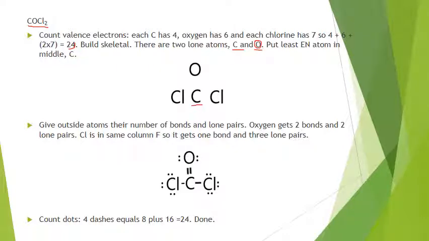Now what we're going to do is give the outside atoms their number of lone pairs and bonds. So oxygen gets 2 bonds, 2 lone pairs. Each chlorine gets 1 bond and 3 lone pairs, just like fluorine, so it's behaving like fluorine. Now count everything up: 2, 4, 6, 8, 10, 12, 14, 16, 18, 20, 22, 24. Same as up here, and so this is the right structure.